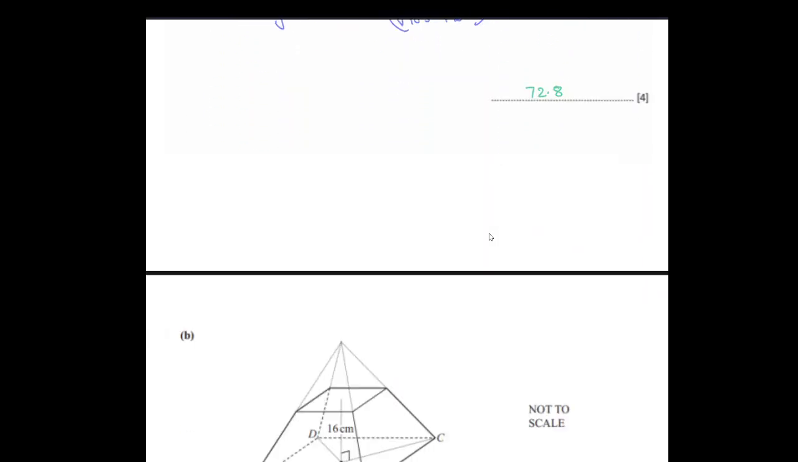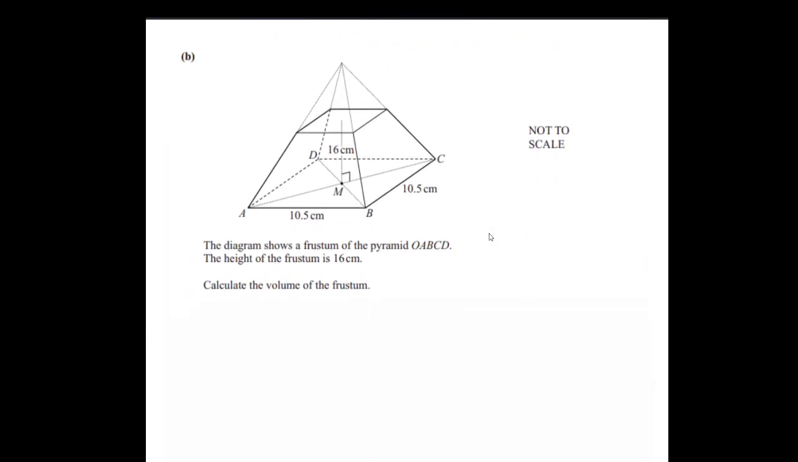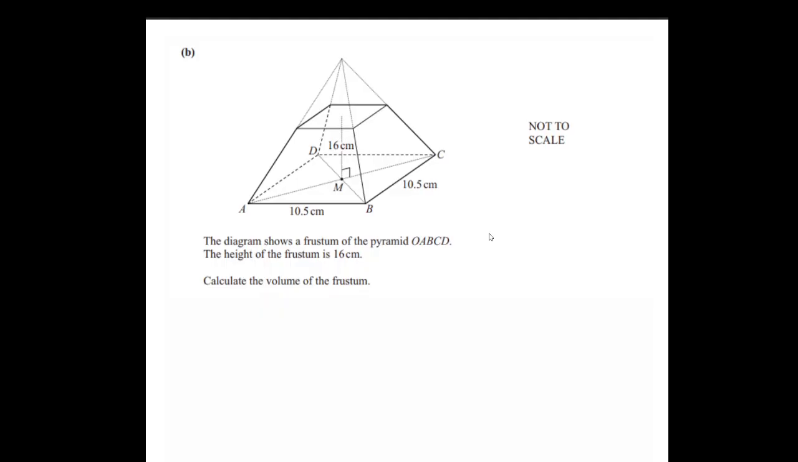Question A is done, B now. The diagram shows a frustum of the pyramid OABCD. The height of the frustum is 16 centimeters. Calculate the volume of the frustum. So to get the volume of the frustum, we need to know the volume of the big pyramid, and from that big pyramid subtract the small pyramid volume.